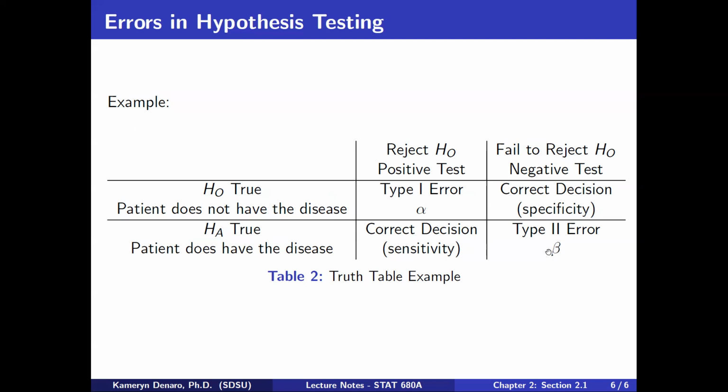But there might be an error in our test, and that happens when we reject H0, so we find out that they get a positive test, but the patient actually does not have the disease. That type of error would be a type 1 error. And if we get a negative test when the patient does have the disease, that would be a type 2 error in this case. So setting up a truth table can be helpful to identify types of errors in our testing.